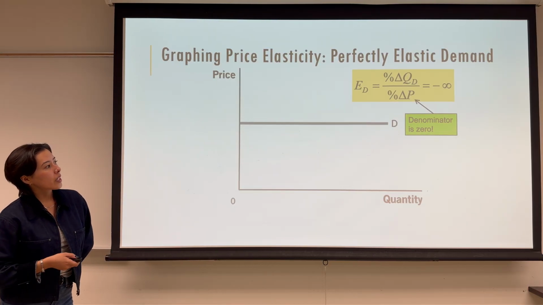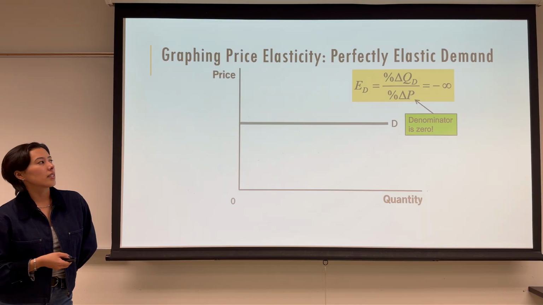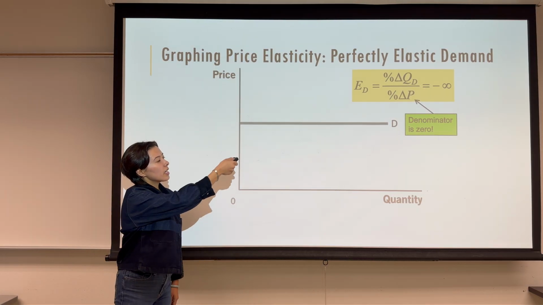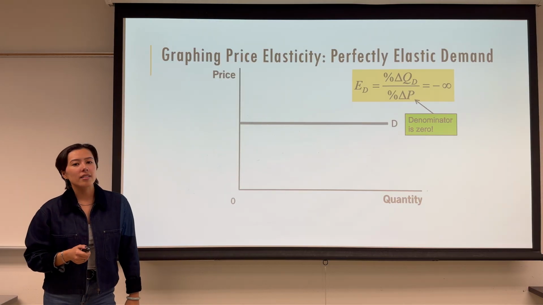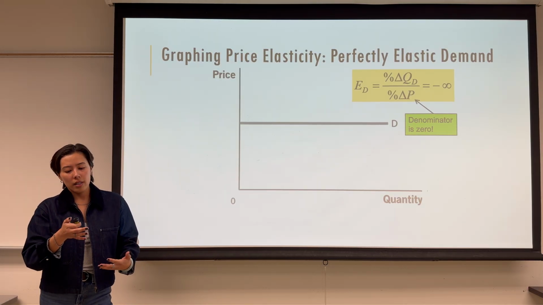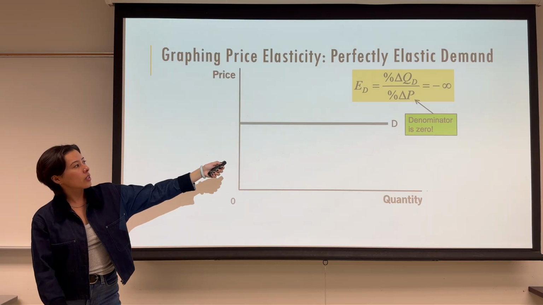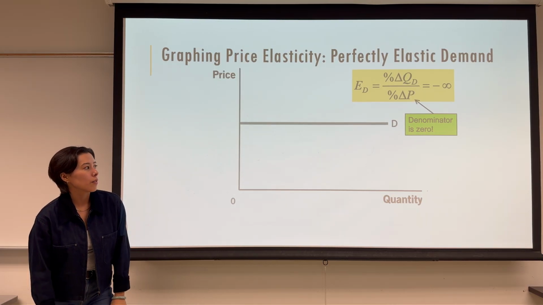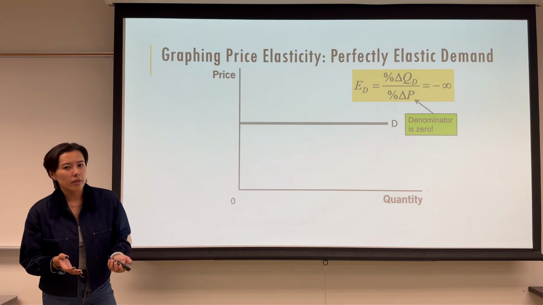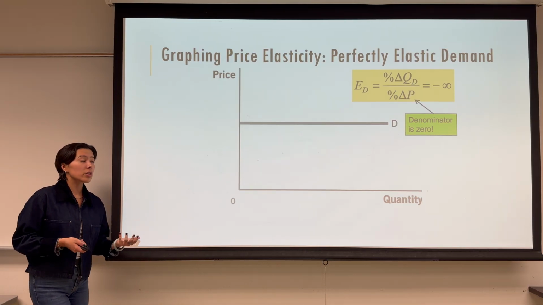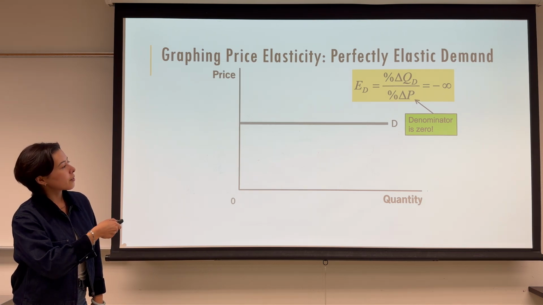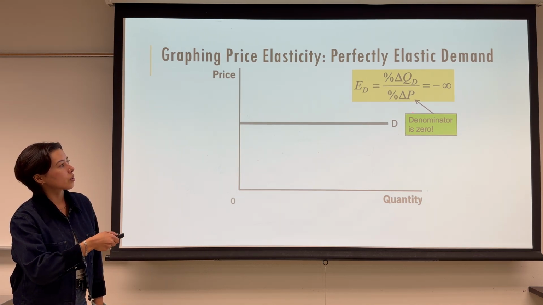So when we're calculating our price elasticity of demand, we would have perfectly elastic demand if our percentage change in the price ends up being 0. And this is going to give us an answer that's not mathematically possible. It's going to give us an answer of negative infinity. We can do some calculation examples to show what this looks like. But really what we're seeing here is a perfectly flat, perfectly horizontal demand curve.